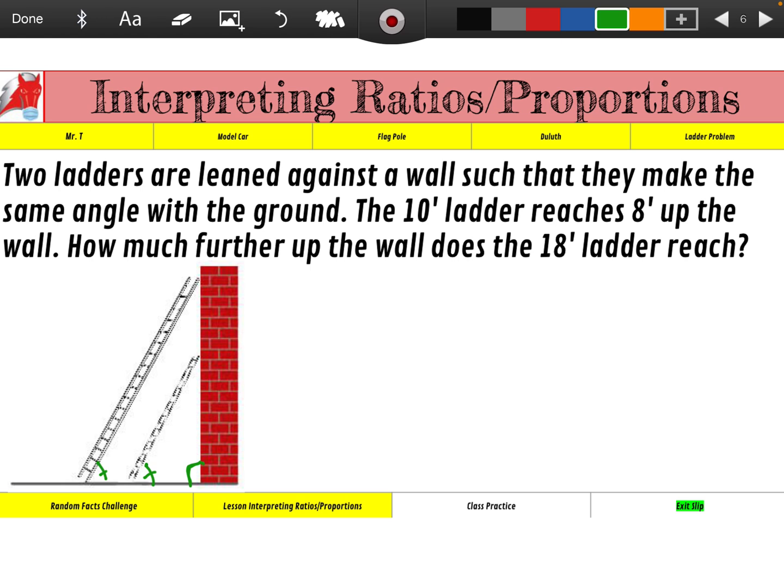So there's a couple things you got to kind of break down. Which one's which? Where do the places go? What do I need to find? And remember, I want to know how much further up the wall, not how high up the wall that one goes. See if you can figure that out. Pause the video. You got a couple steps. Let's see how you do.